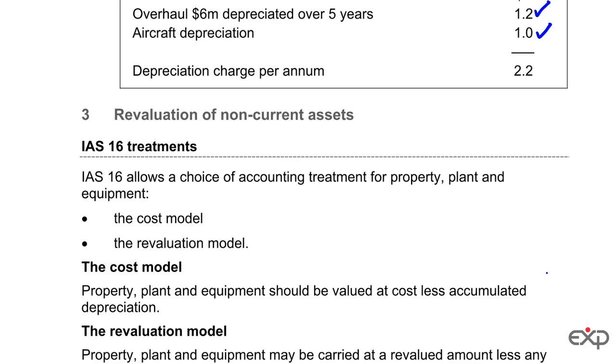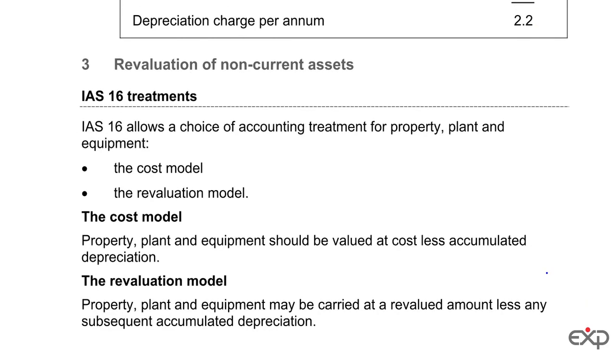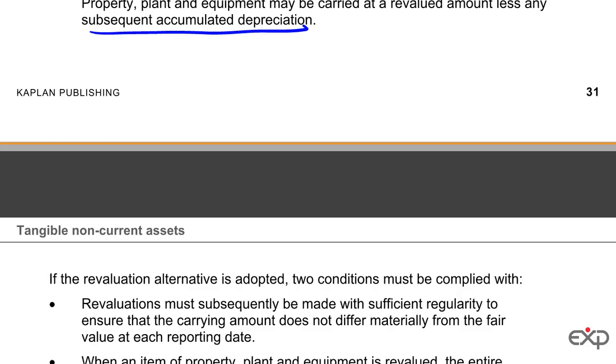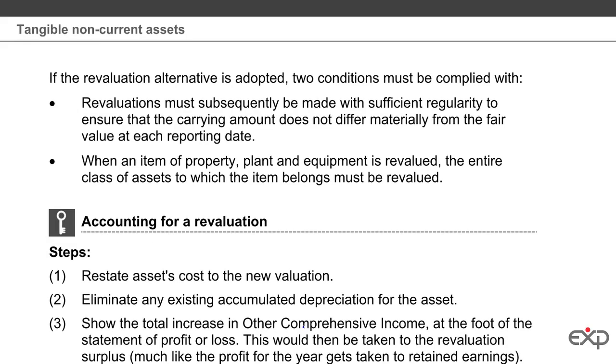Now, the next topic that we're going to have a look at when it comes to non-current assets is revaluation. As you know from your earlier studies, property, plant and equipment can either be valued using a cost model or a revaluation model, and it is the company's choice which it chooses. There are some rules regarding which assets it will need to choose to revalue in a certain way, but just notice down here that regardless of the method, you still deduct depreciation. Revaluing just means that you revalue at a regular interval.